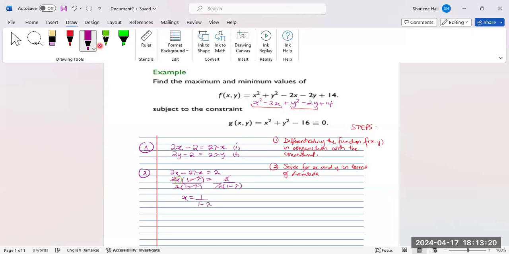I know Shamari got that. So I'll ask the rest of you. I got my x to be 1 over 1 minus lambda. Remember, I'm solving in terms of lambda. Anybody else got that? Or if you didn't, are you seeing how I got that? Shamari has that, so Shamari and I agree so far. What about the rest of you?